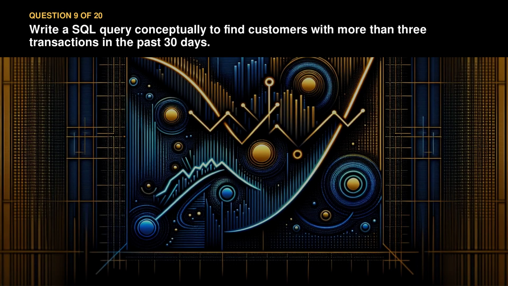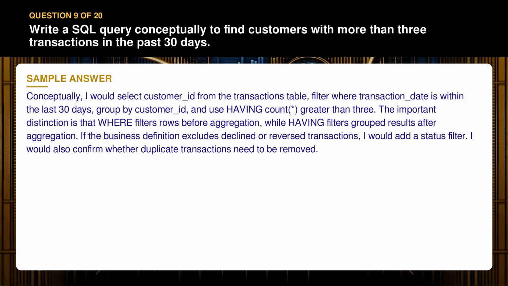Question 9. Write a SQL query conceptually to find customers with more than 3 transactions in the past 30 days. Conceptually, I would select customer ID from the transactions table, filter where transaction date is within the last 30 days, group by customer ID, and use having count greater than 3.